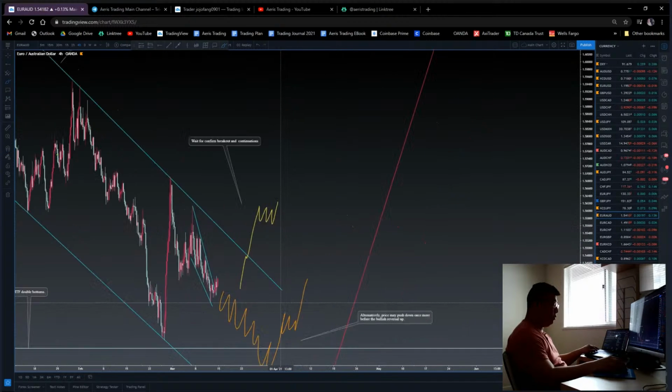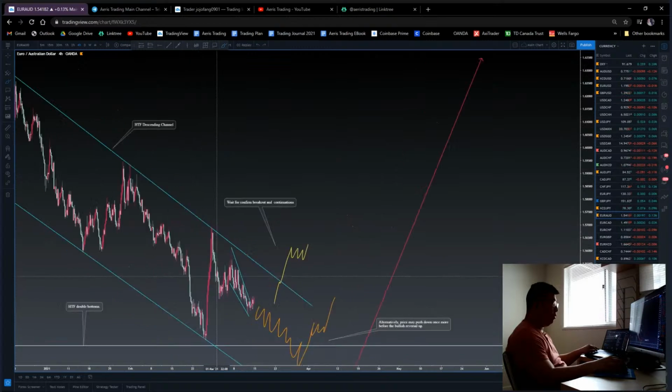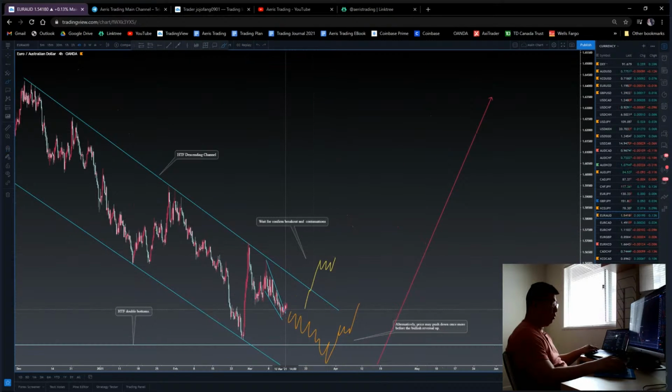So just be patient here. There's no point buying here now. The buy would be either a breakout or followed by a move to the downside.